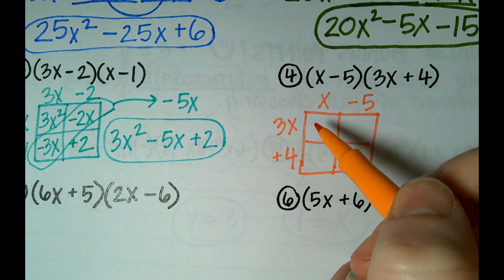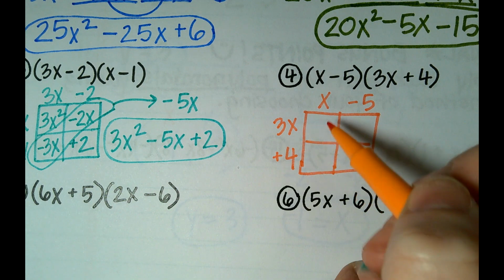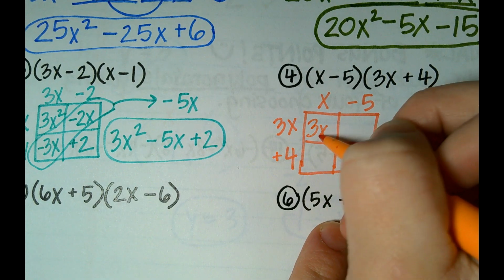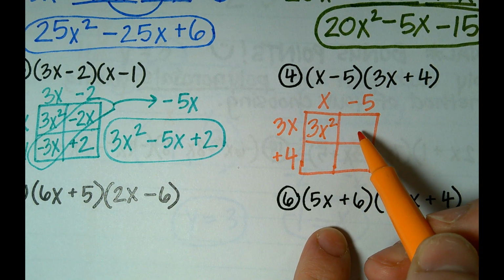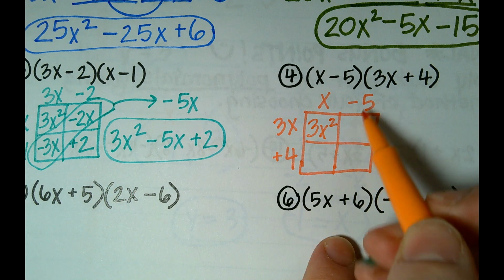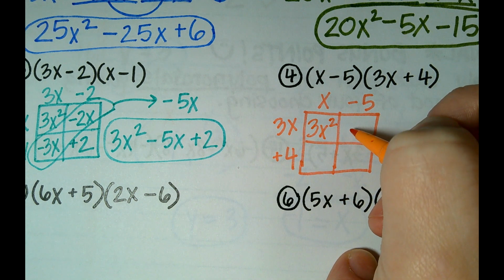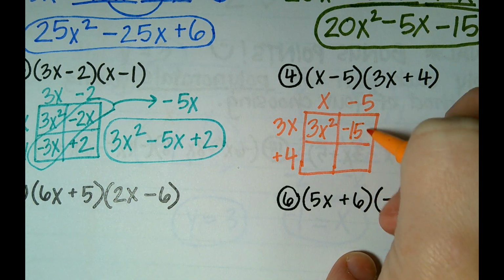So in my first box, what am I multiplying here? X times 3x. What does that give me? 3x squared. Yes, 3x squared. Now what do I multiply here? 3x and negative 5. Yeah, what does that give me? Negative 15x. Good, negative 15x.